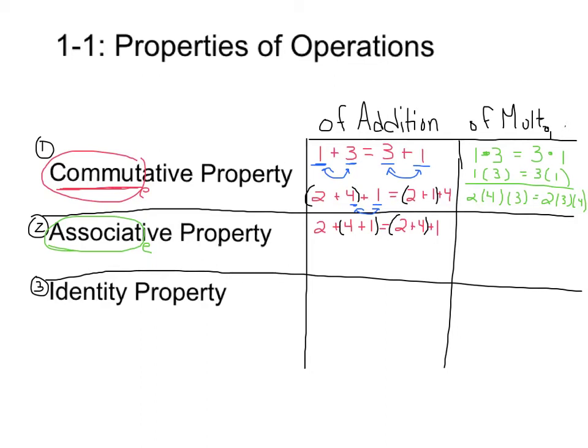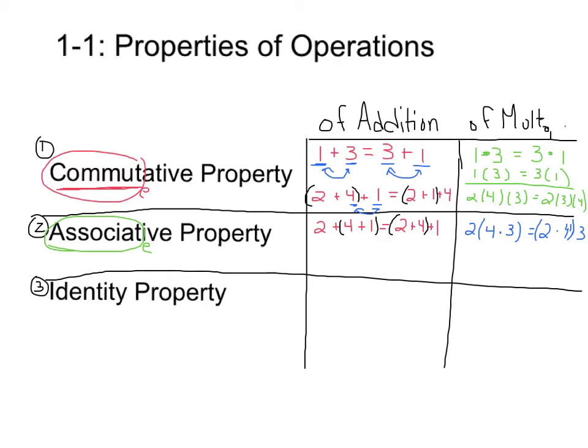Okay, and the same thing would hold true for the properties of multiplication. If I had 2 times 4 times 3, but instead of grouping, say, the 4 and 3 together, I might choose to group the 2 and the 4 together. The key part here is the numbers themselves do not change order, where up here the numbers do change order.